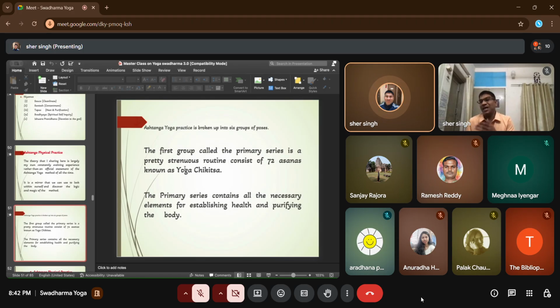As I discussed earlier, Ashtanga Yoga practice is broken into six groups of poses. The first group is called the primary series. Basically, what we are practicing is from the primary series. These are the 72 asanas known as Yoga Chikitsa. It is a 90-minute continuous asana practice we do in the shala. But as a beginner, I cannot do that. Just as Krishnamacharya says, teach what is applicable to the person in front of you. That's why we are learning just a very small part of this yoga.